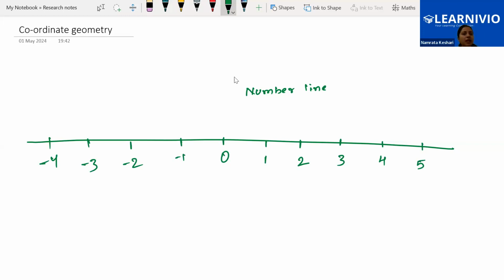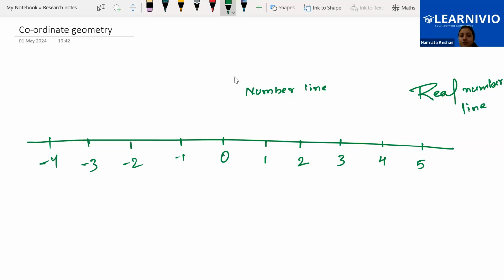But later on we realized that integers are not the only numbers on this number line. Rational numbers, irrational numbers, all the real numbers are on this number line, and in actual, this is called the real line, the real number line, which in short we call the number line. So we are going to use this line.